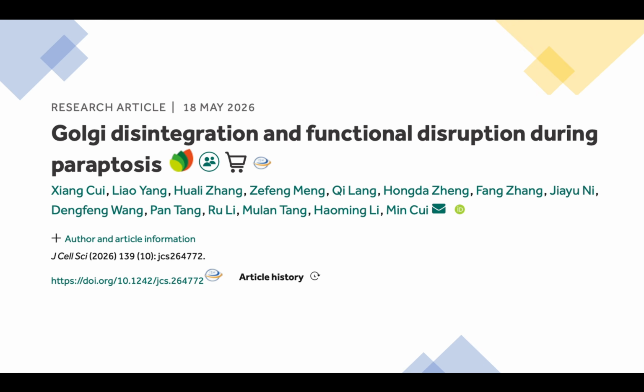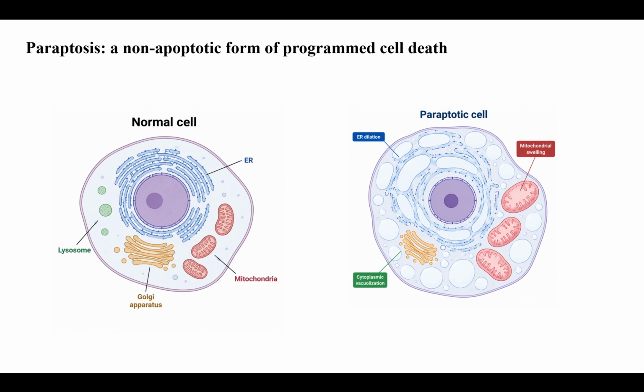It's my pleasure to share our recent work on Golgi remodeling during paraptosis. Paraptosis is a type of non-apoptotic programmed cell death. As shown here, its main features include cytoplasmic vacuolation, ER dilation, and mitochondrial swelling.